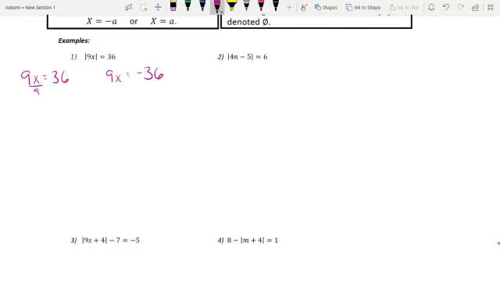So now I just divide both sides by 9, and I get x equals 4, and divide both sides by 9 again, and that gives me x equals negative 4. So I end up with two solutions for this problem.